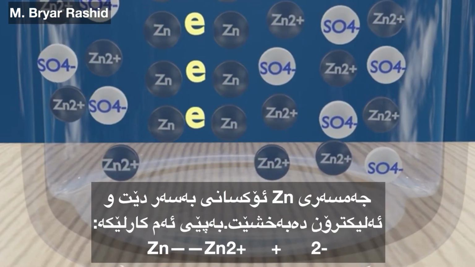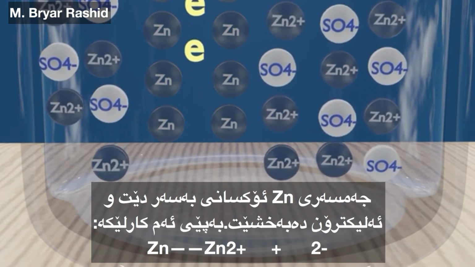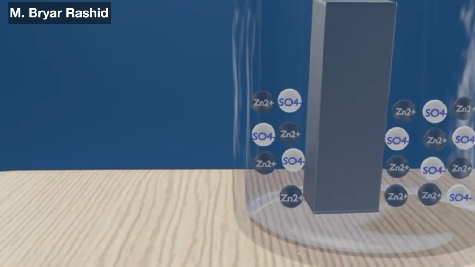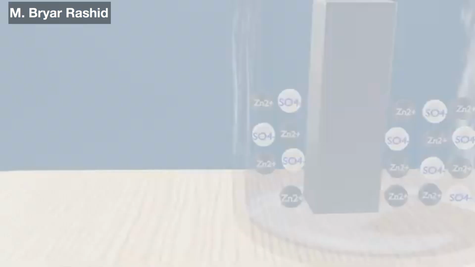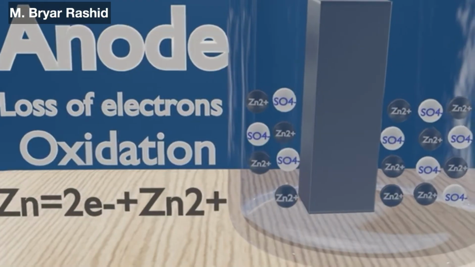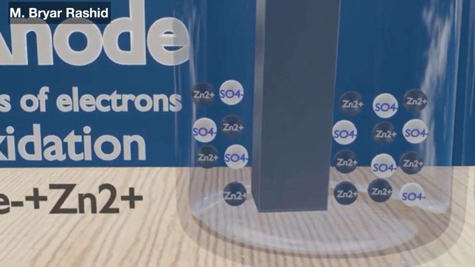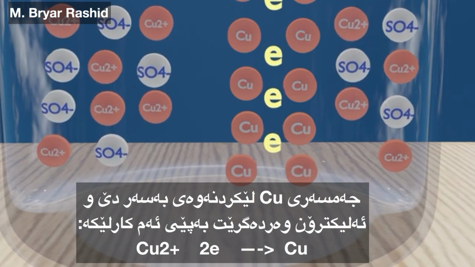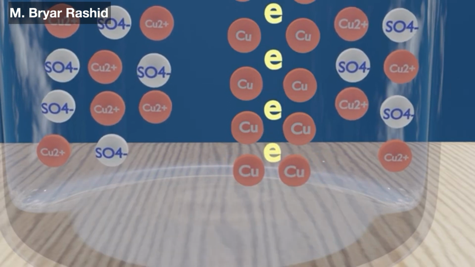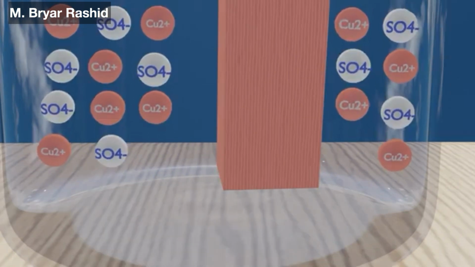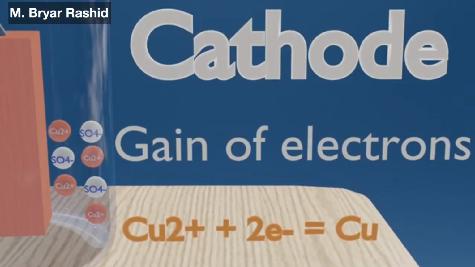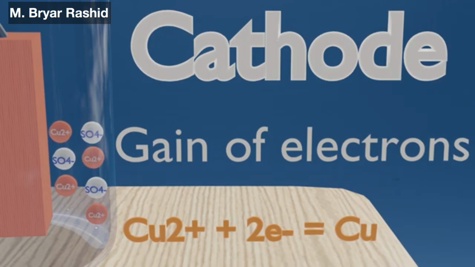As zinc atoms lose 2 electrons, they become Zn2+ ions and dissolve in the water. This is the oxidation process, and the half cell where it takes place is the anode. In the other beaker, Cu2+ ions gain the electrons of the zinc, and become copper atoms. This half reaction is a reduction reaction, and this half cell is called the cathode.